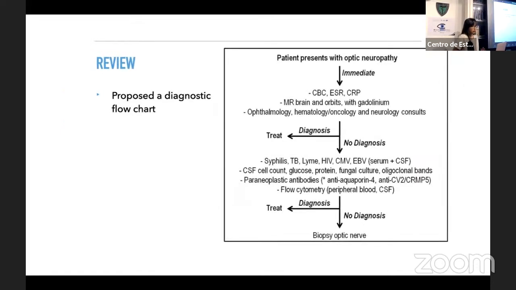And they also proposed a diagnostic flowchart. So if a patient with leukemia comes with optic neuropathy, we should ask immediately for CBC, ESR, CRP, MRI, and ophthalmology, hematology or oncology, and neurology consults. And if there is no diagnosis, we should ask for infectious causes, CSF, paraneoplastic antibodies, and flow cytometry. And if there's still no diagnosis, we should ask for a biopsy of the optic nerve.